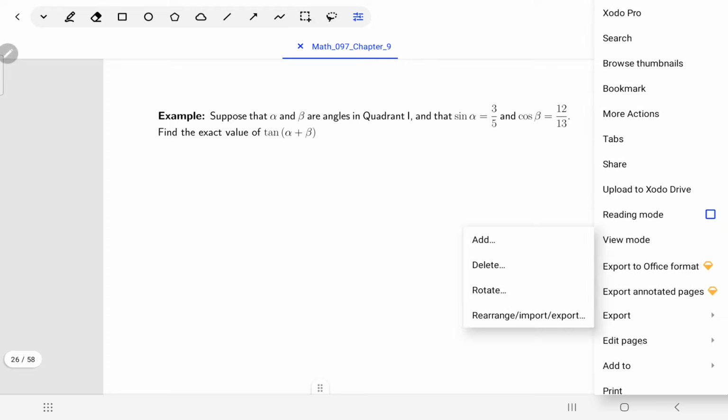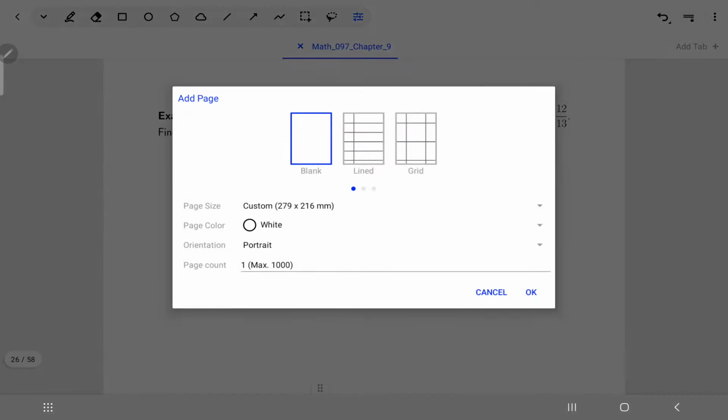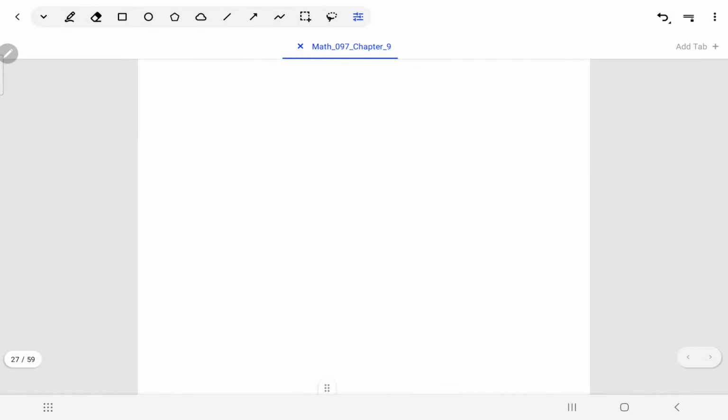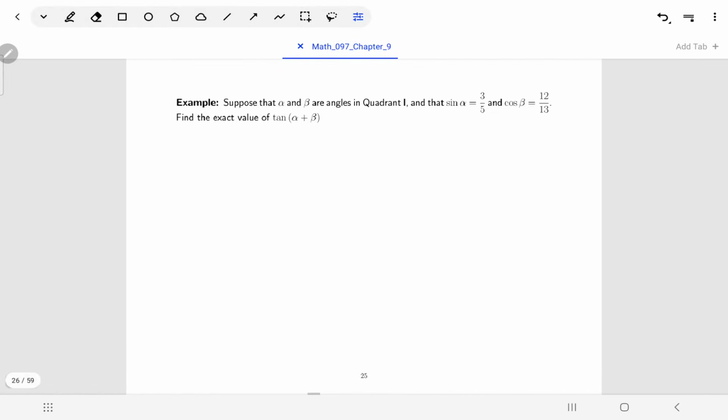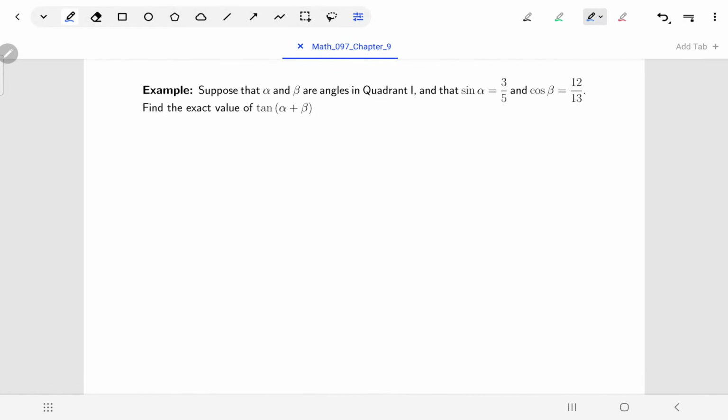So I'm just going to add another page because I have a feeling this is going to take a little bit longer than just one little sheet. So there we go. And let's get ourselves started with the background stuff. So the background stuff being coming up with what is tangent of alpha and what is tangent of beta.